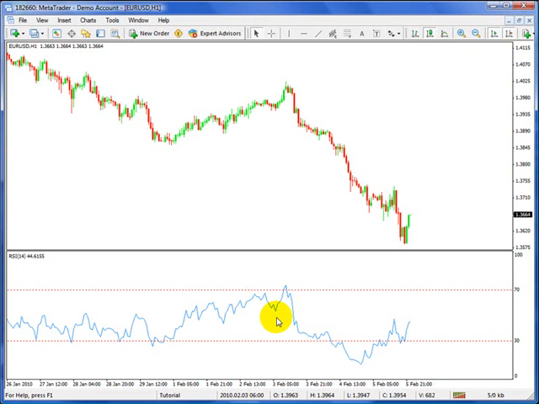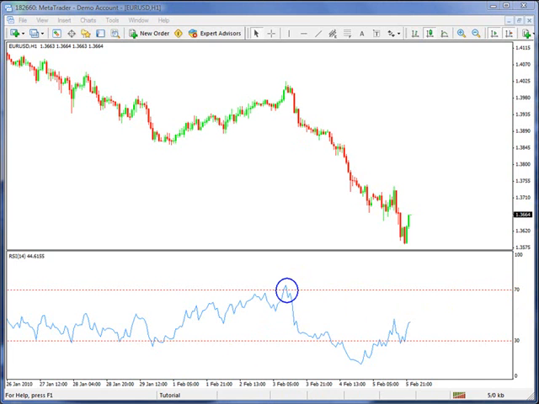And how most traders use this is when the RSI, you can see the line here, when the RSI breaks the 70 line, traders would consider the market to be potentially overbought, and we could be in a situation where we're going to see a reversal in the market. And you can clearly see here, look, it broke the 70.